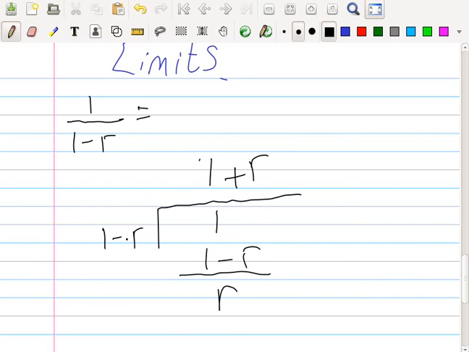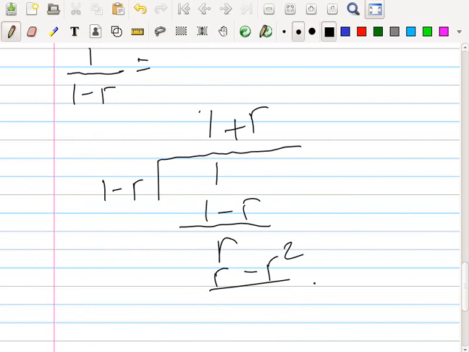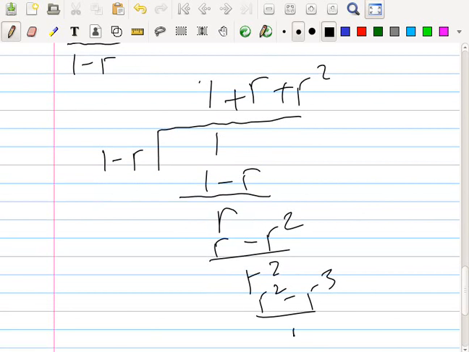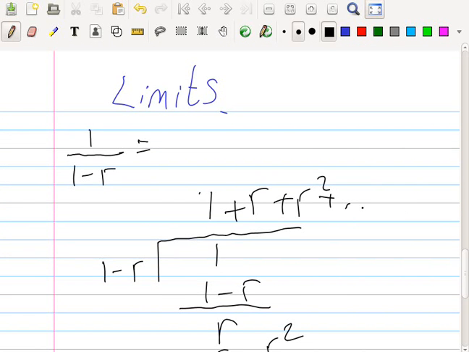And then I multiply, and I get r minus r squared. And I subtract, and what am I left with? r squared. One more. What do I multiply by 1 to make r squared? r squared. I multiply, and I get r squared minus r cubed. And what am I left with? r cubed. Etc. So this is going to keep going, right?